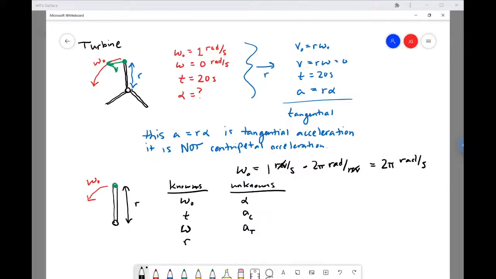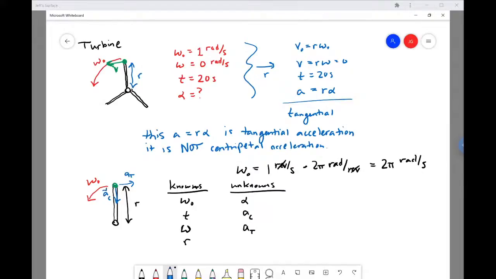So these are the things that we want to know. And I wrote out, so this wheel is slowing down. So if it's rotating counterclockwise, it's actually accelerating in the opposite direction. So a sub t is an acceleration that's tangent to its path, and a sub c is the centripetal acceleration that's center pointing.